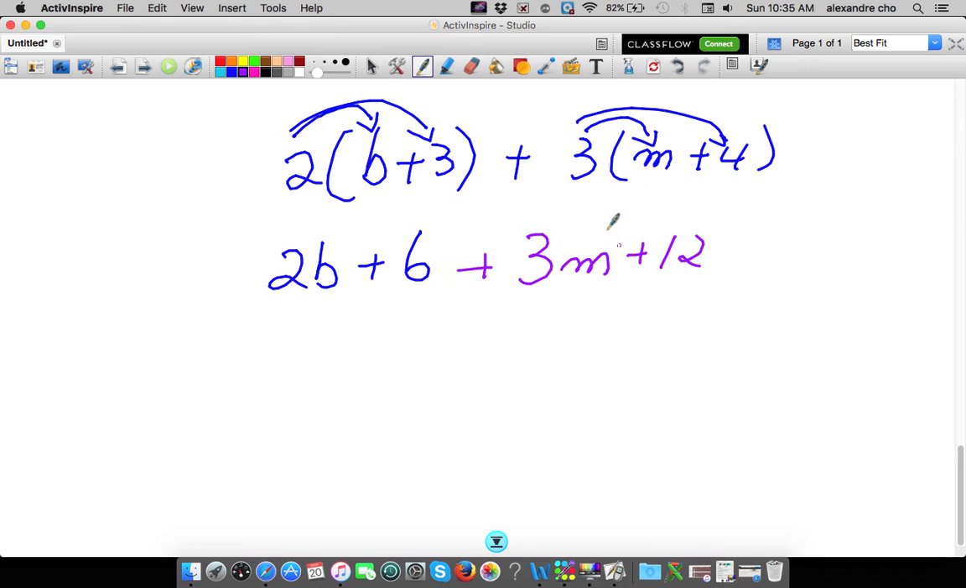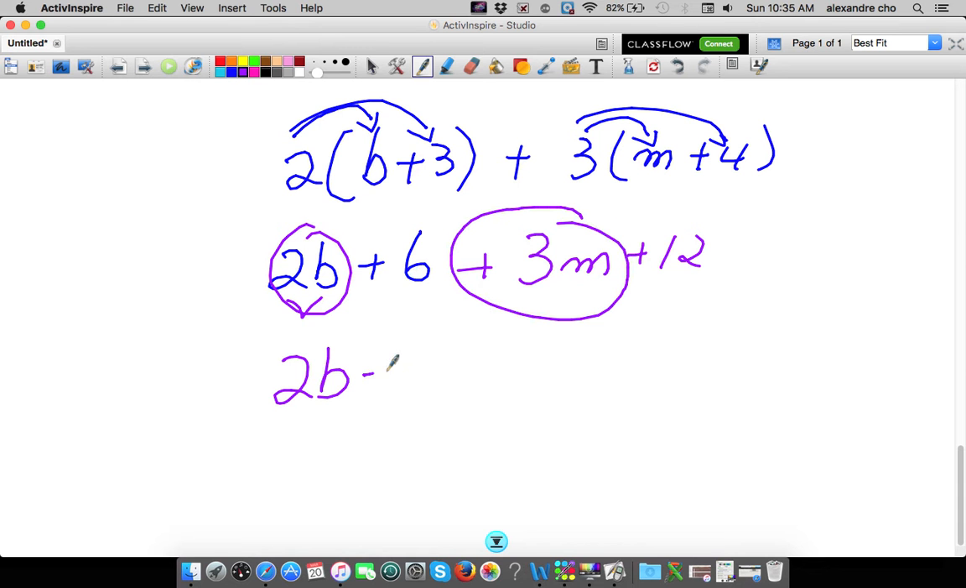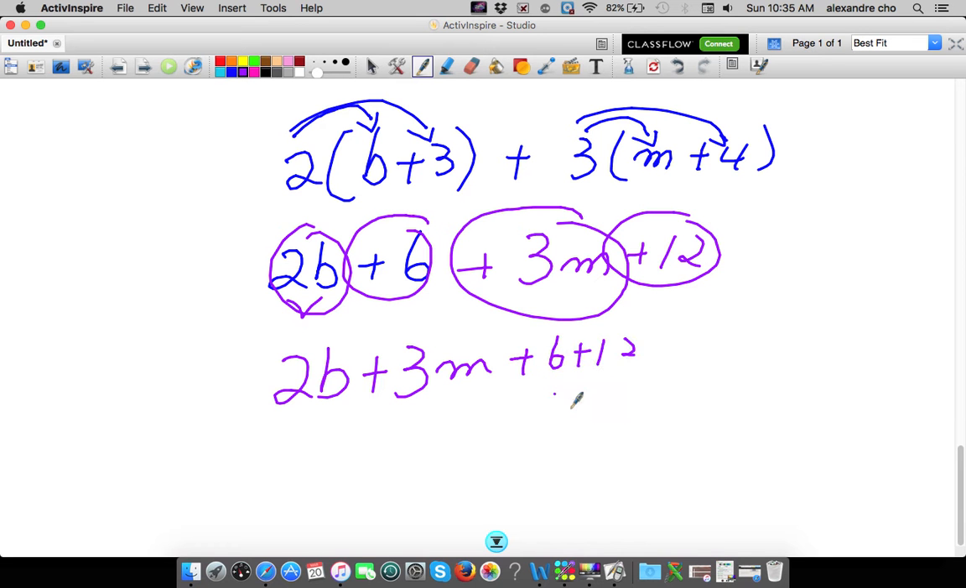So you got all these things. Is there anything you can combine? Well, the 2b combines with no one, so that's gone. Plus 3m, I'm going to move right next to the b. There's nobody to combine that. But we have a plus 6 and a plus 12. These two are numbers. Plus 6, plus 12. And these two I can combine. So everything else stays the same. 2b plus 3m and this is 18. That's my final answer. Don't combine anything else because these two are different, and this is different as well.